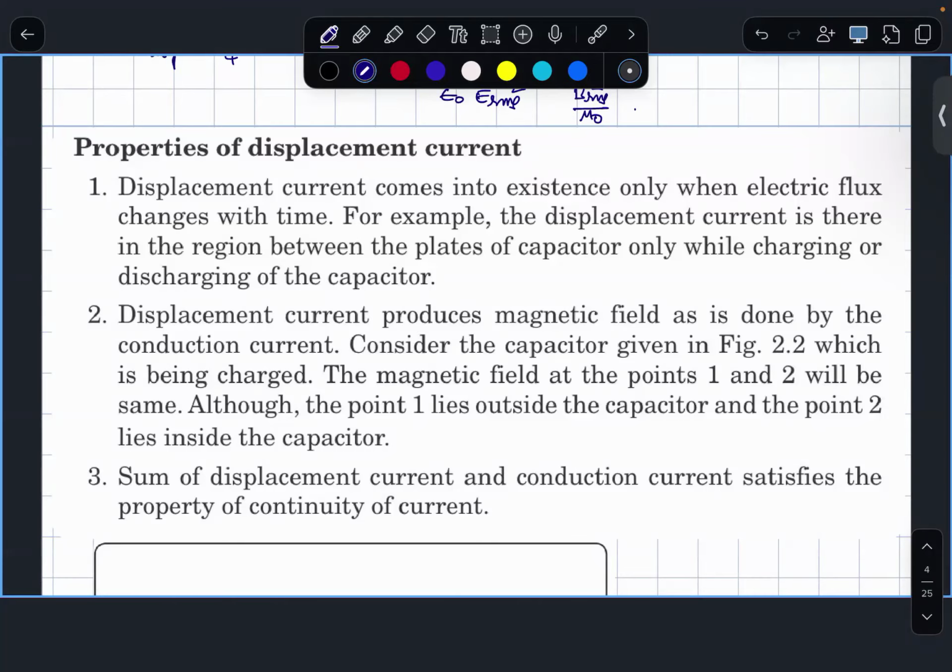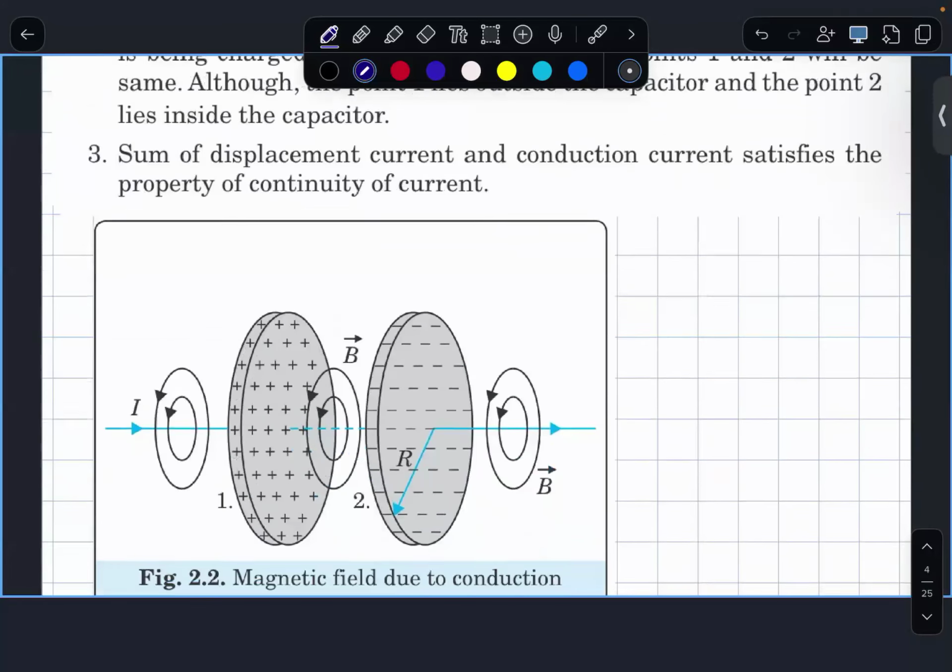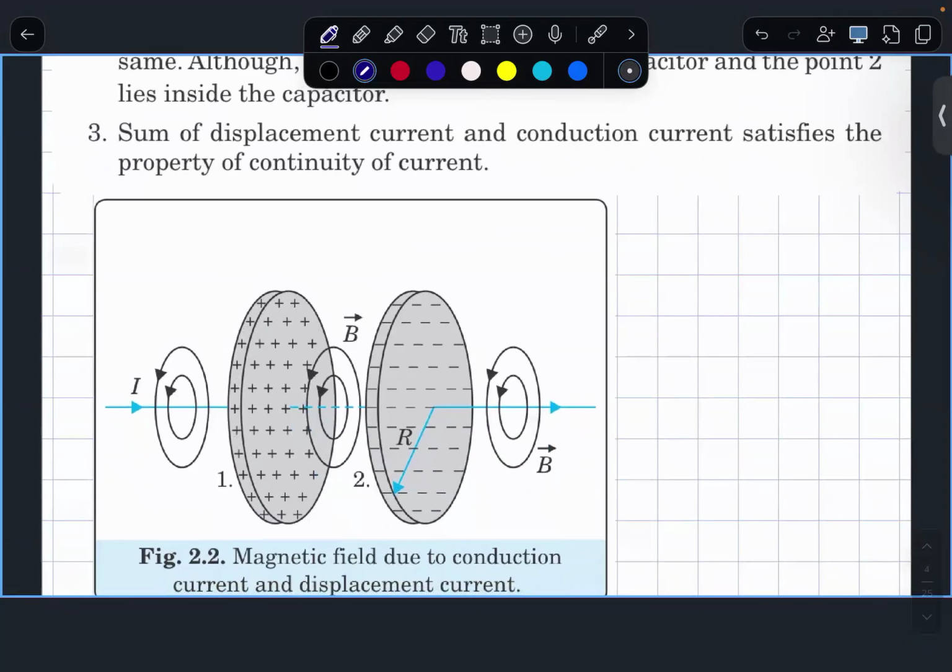Displacement current produces a magnetic field, the same as a normal current carrying conductor. Which means, for example, if I am taking a circle of some radius r, and I choose a point here, I am noticing that there is a magnetic field B as per the right hand grip rule. The same magnitude of magnetic field I will notice here, even though there is no physical current. And that contributed current is what we call the displacement current.